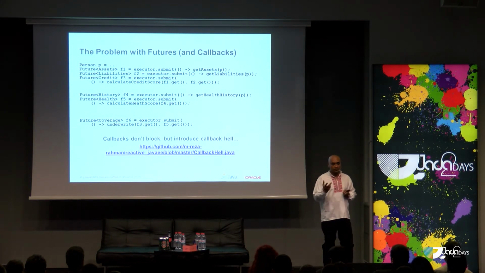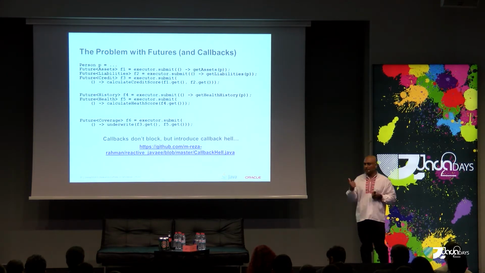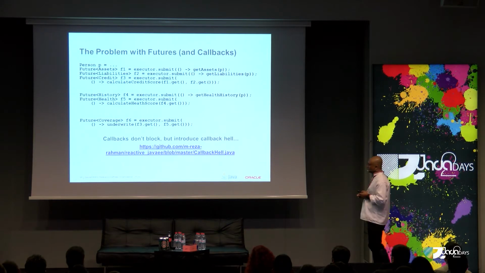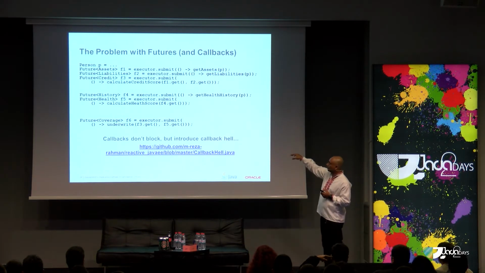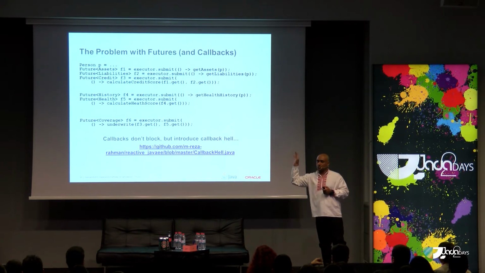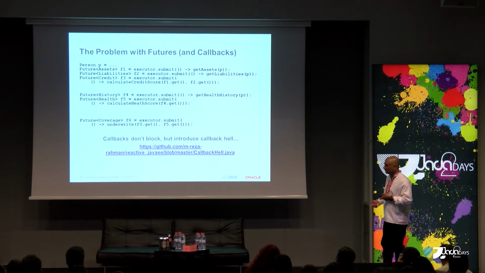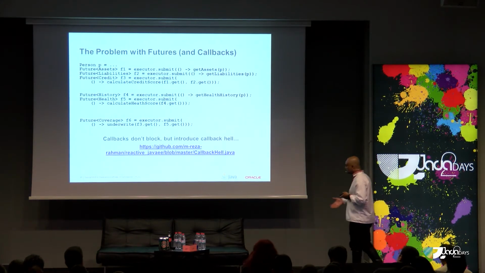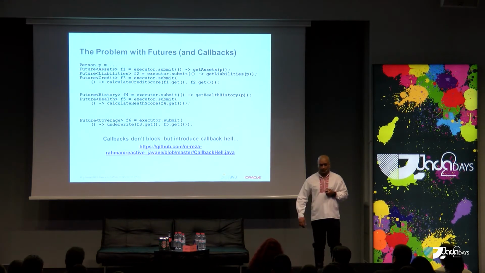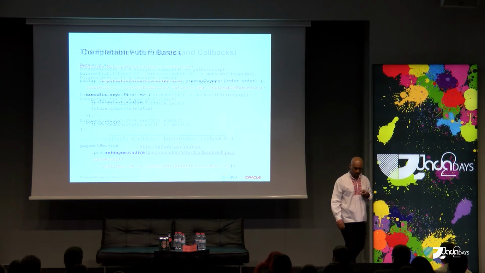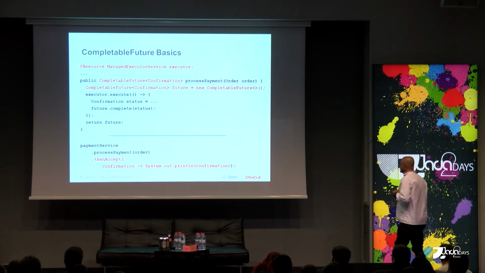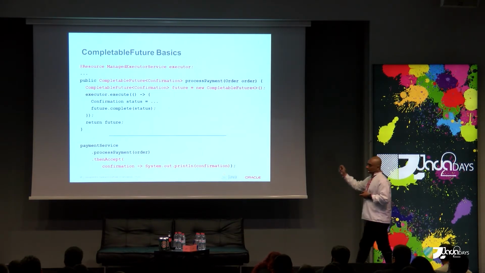I won't actually go through this code. You can take a look at the slide deck and my code examples on GitHub, and you'll quickly understand why rewriting this code in callbacks is not a very good idea. So do we have a sensible solution that avoids callback hell? And the answer, of course, is yes. The answer is completable futures.